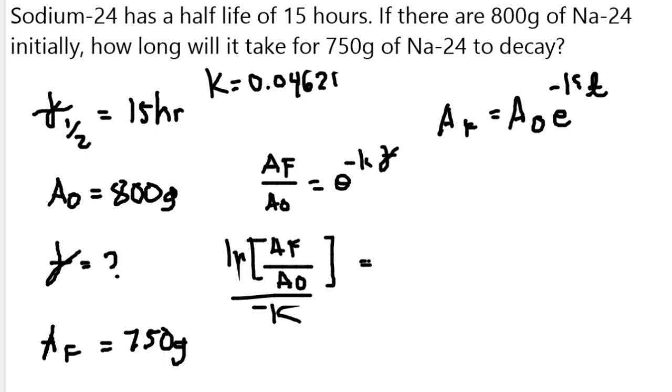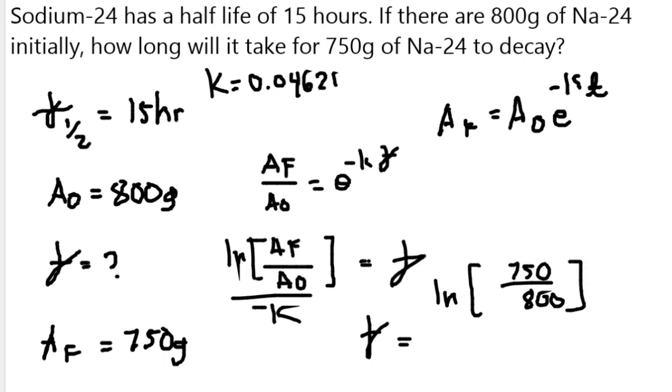Now let's calculate the time. Let's plug in what we know. This is our time. So the time it will take for 800 grams of sodium-24 to decay into 750 grams with the half-life of 15 hours is going to be this number. Let's use our calculator. We get negative 0.04621 in the denominator. So this is going to be 1.4 hours.